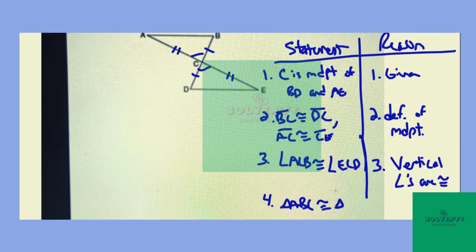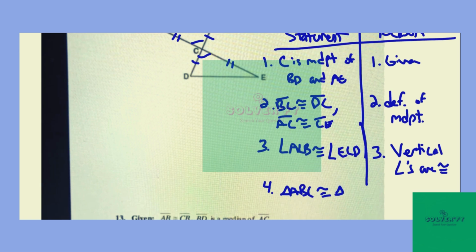So that should be our last statement. And that is because we have two pairs of corresponding congruent sides, and the included angles. That is called side angle side congruence.